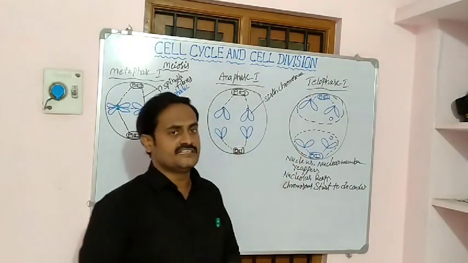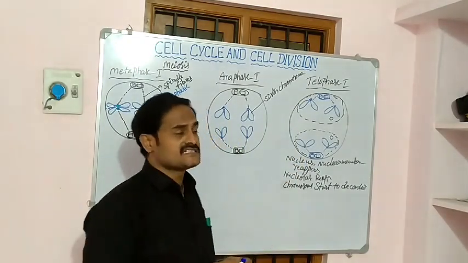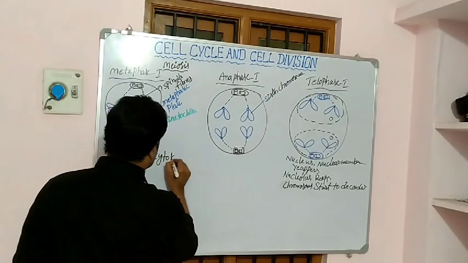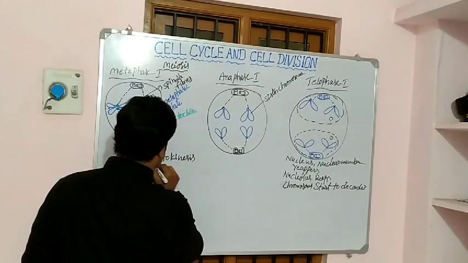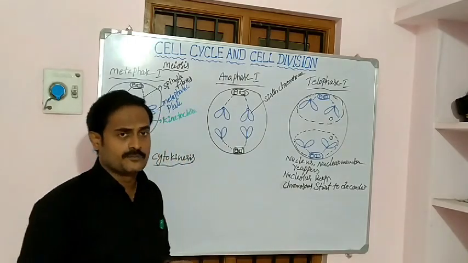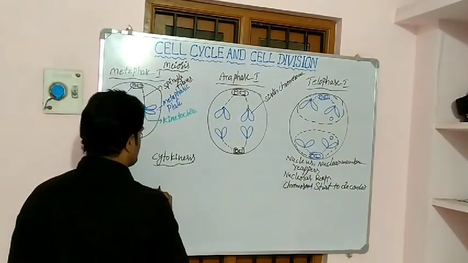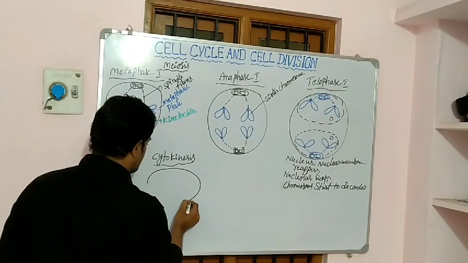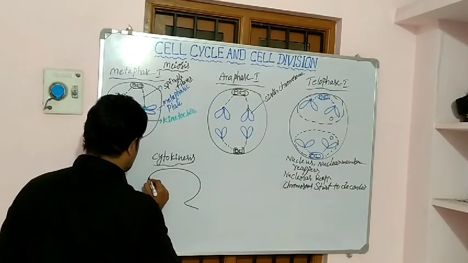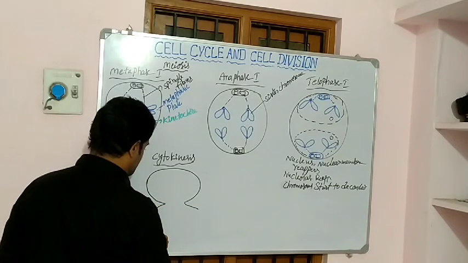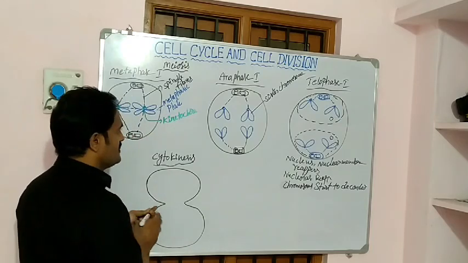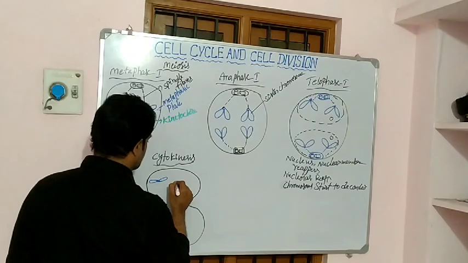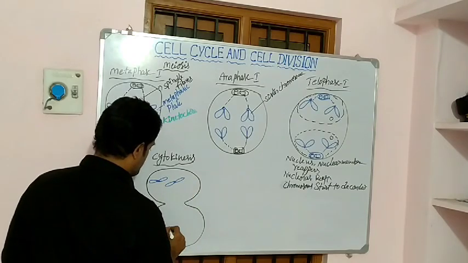After completion of the telophase, the cell enters into cytokinesis. Cytokinesis. What is cytokinesis? The division of cytoplasm. How will the division of cytoplasm occur? See here, the cell forms some depression into the inside of the cytoplasm like this. Already here are chromosomes. See, these are the chromosomes. Here also chromosomes.